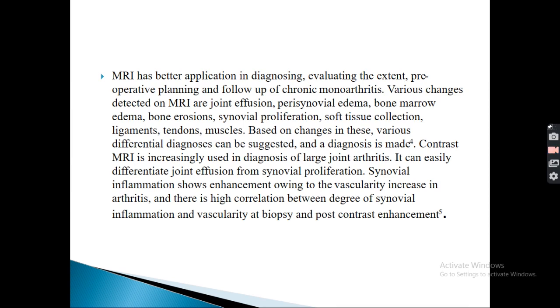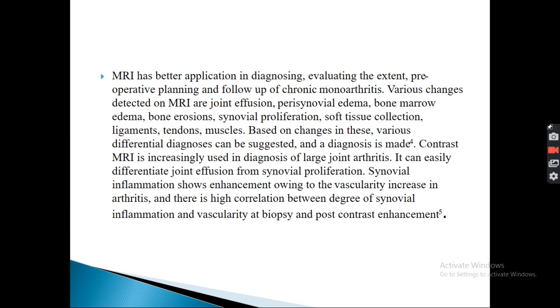MRI has better application in diagnosing, evaluating the extent, preoperative planning and follow-up of chronic monoarthritis. Various changes detected on MRI are joint effusion, perisynovial edema, bone marrow edema, bone erosion, synovial proliferation, soft tissue collection, ligament, tendon and muscle changes. Based on changes in these tissues, various differential diagnoses can be suggested and a diagnosis is made. Contrast MRI is increasingly used in diagnosis of large joint arthritis.